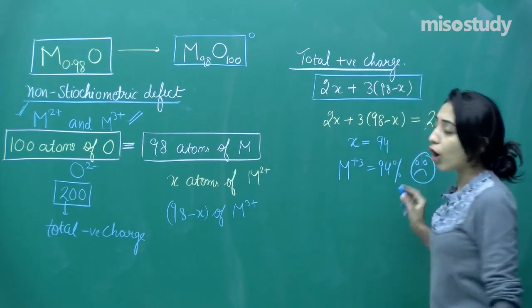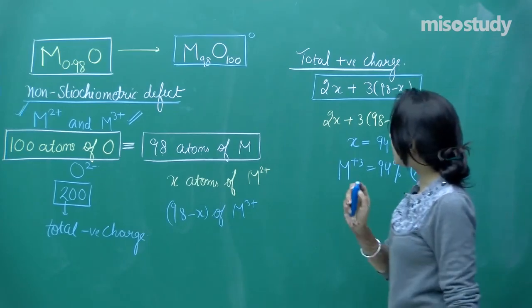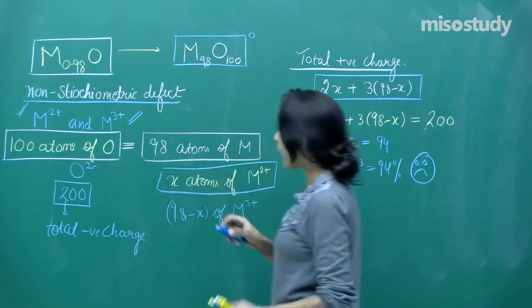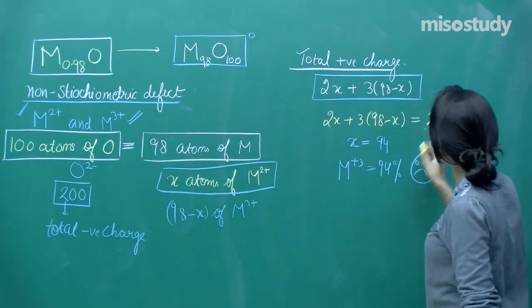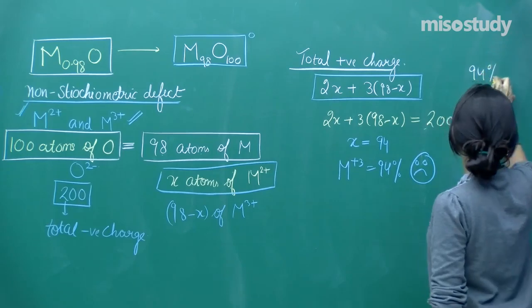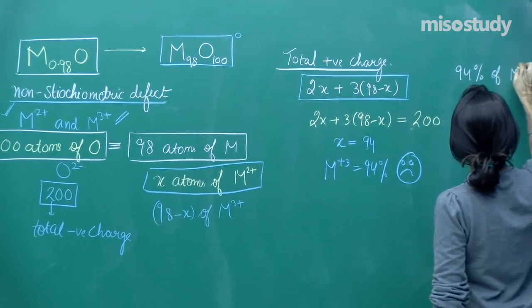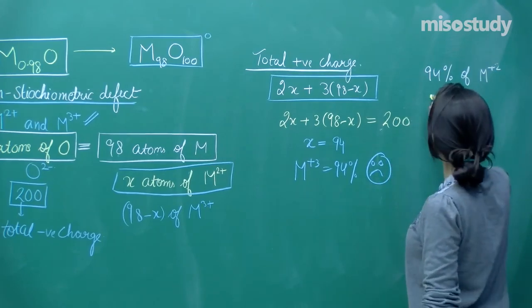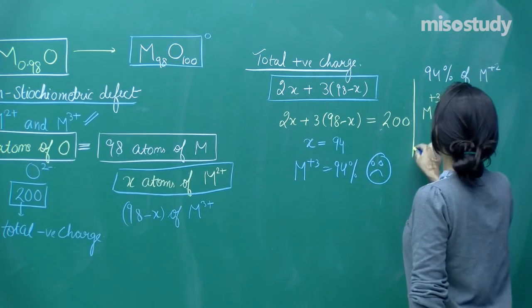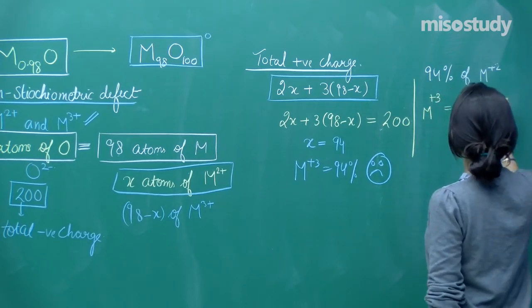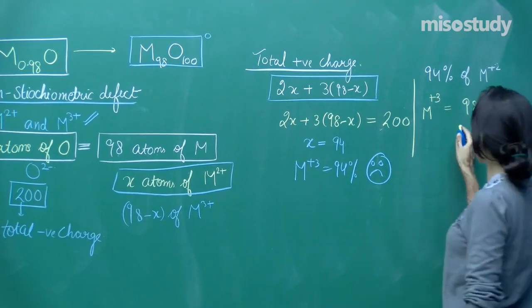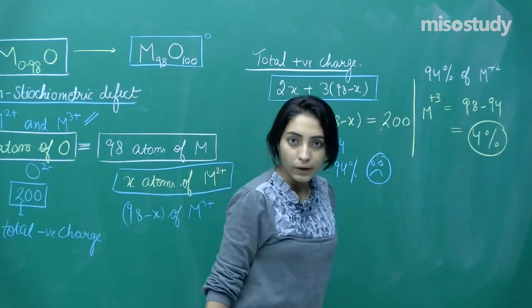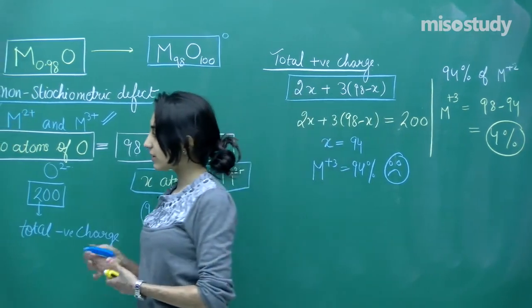It's going to be a wrong option, guys. Remember, listen very carefully. We have taken x atoms of M2+. That means 94% of the metal is there in +2 oxidation state. So how much will be there in +3 oxidation state? We can say 98 minus 94, which will come out to a total of 4%. Okay, let us see if there is an option given to us.